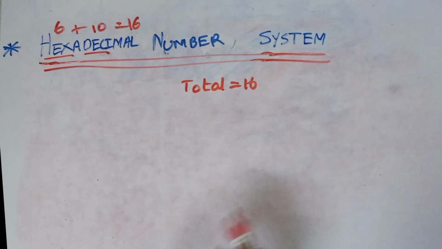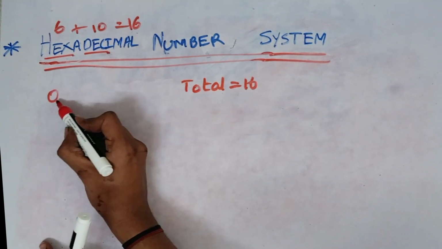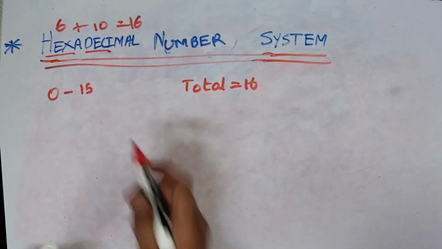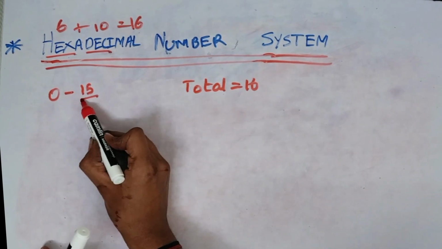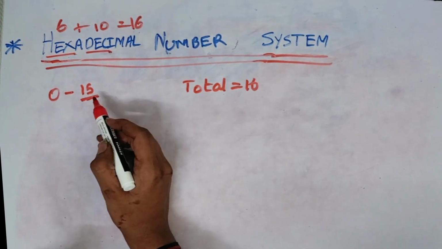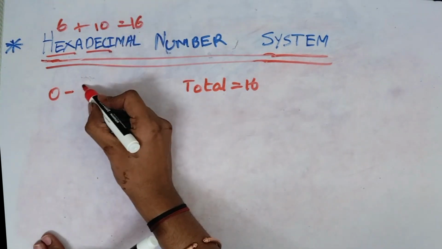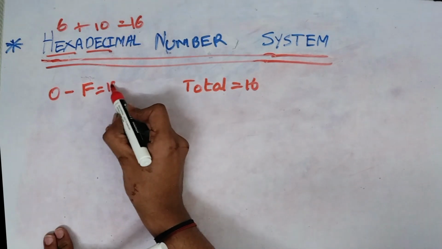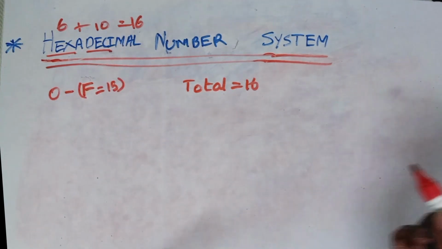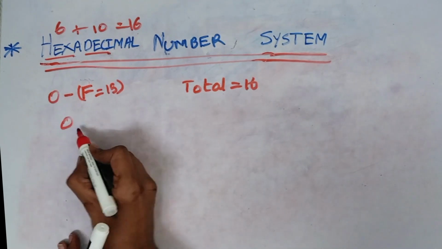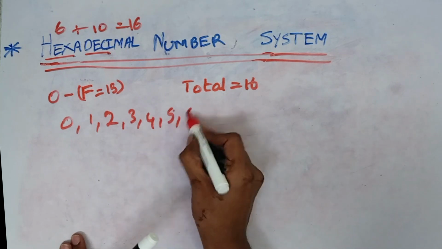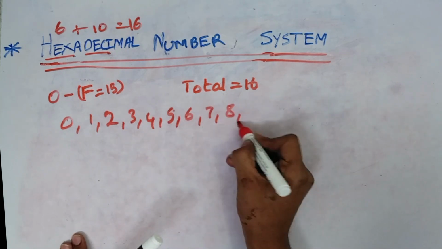So there are a total of 16 numbers, and as usual, like any other number system, the numbers start from 0 and end at 15. Now there is a catch here: 15 is not written as 15, as it would represent a decimal number. So we write it as F. Now F is nothing but 15. Now how is this represented? Let's see. So we write 0, 1, 2, 3, 4, 5, 6, 7, 8 and 9.